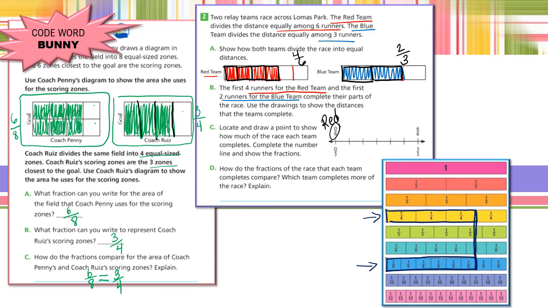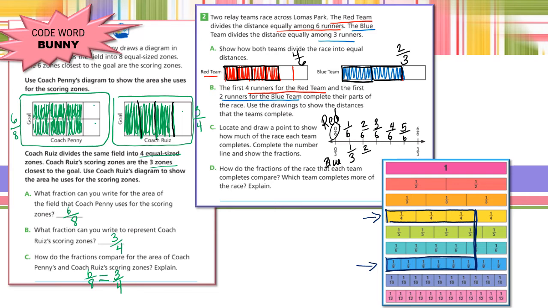Okay, and if I go ahead and I label my sixths, I have 1/6, 2/6, 3/6, 4/6, 5/6, and 6/6 that we know equals 1 whole. And then on the bottom, it's the blue team, and it's broken up into thirds. So 0 thirds, 1 third.